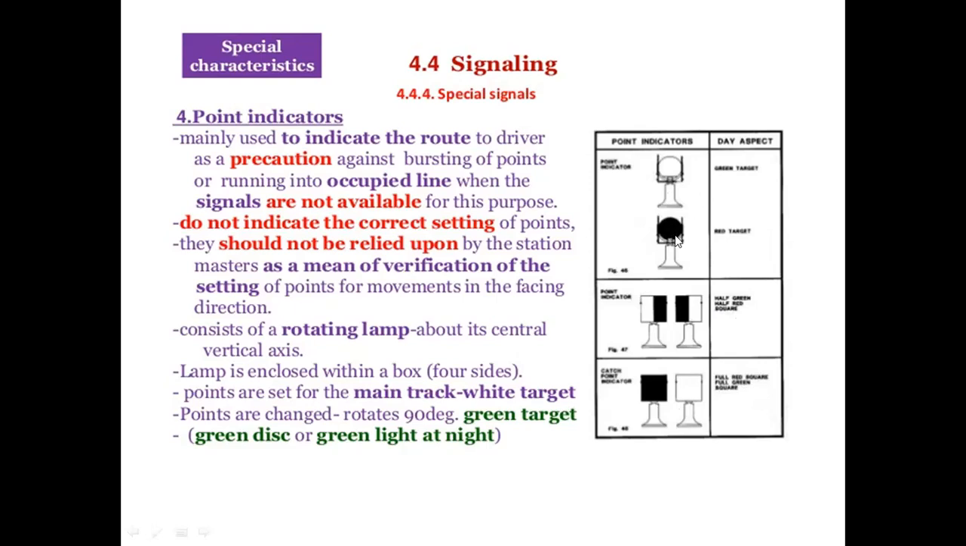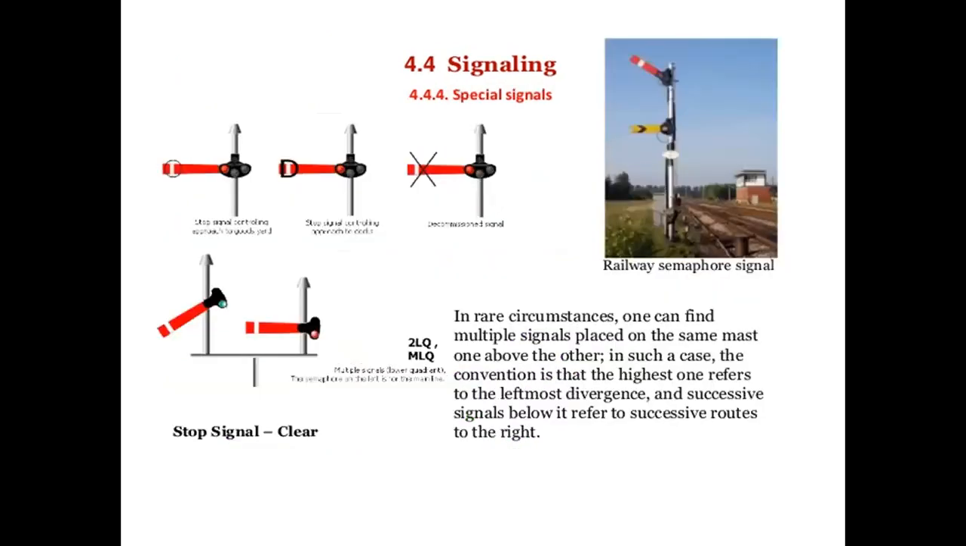So these points are placed on a vertical post which is fixed, and this is the mobile arm. It can be rotated up to 90 degrees, which indicates green and red lights. Here these are the special signals. This is the railway semaphore signal.